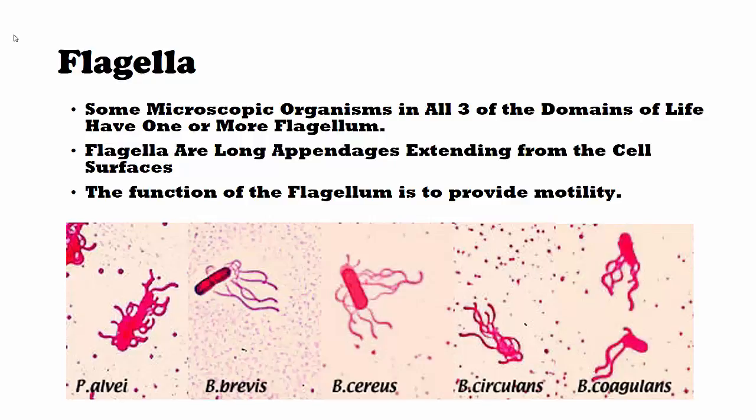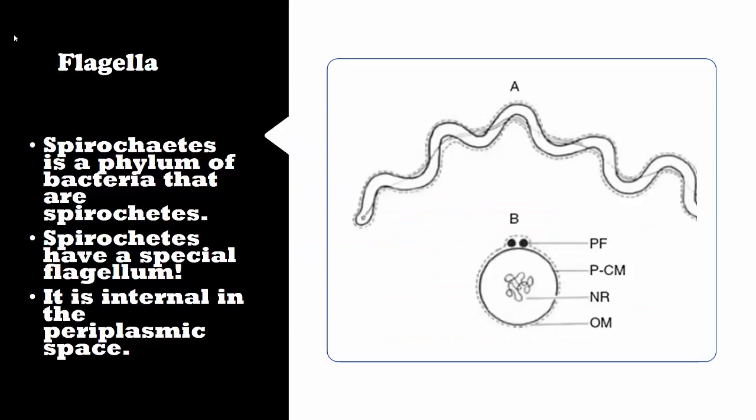Some microscopic organisms in all three of the domains of life have one or more flagellum, or flagella. Flagella are long appendages extending from the cell surfaces. The function of a flagellum is to provide motility. The spirochetes win the award for the strangest flagellum. Spirochetes have a special flagellum which is internal, and it exists in the periplasmic space.